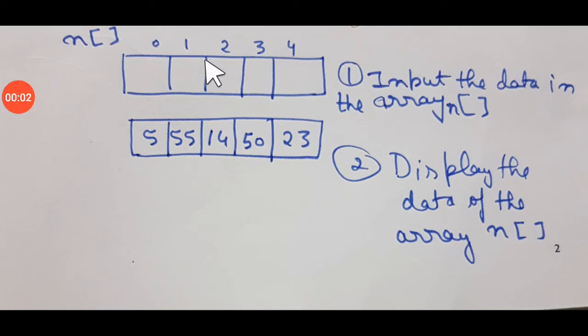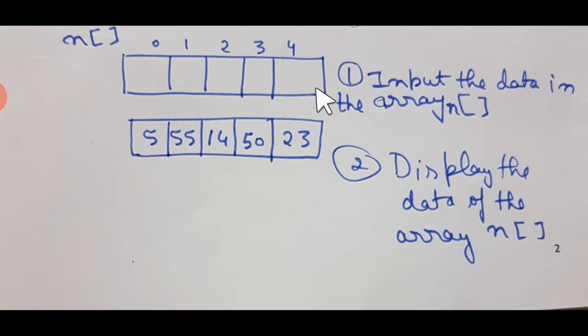Hello students, here you can see one empty array, its name is n. This is the sign of the array, square brackets, and these are the different indices of the array: 0, 1, 2, 3, 4. That means the size of the array is going to be 5, which is one more than the last index of the array.